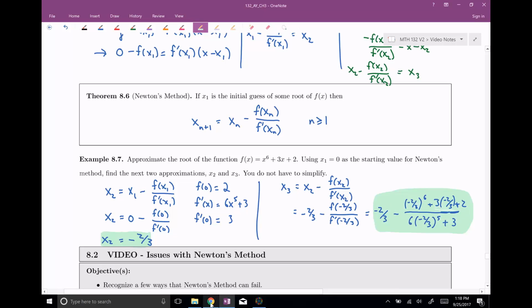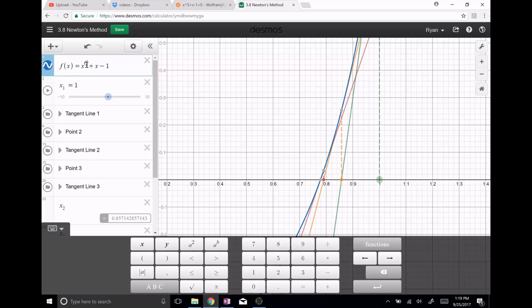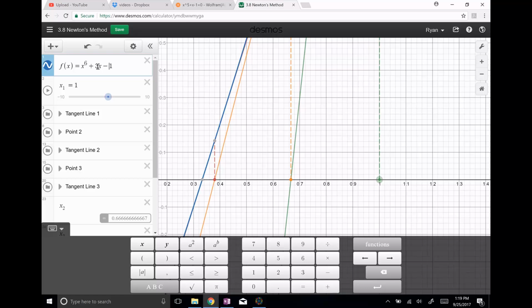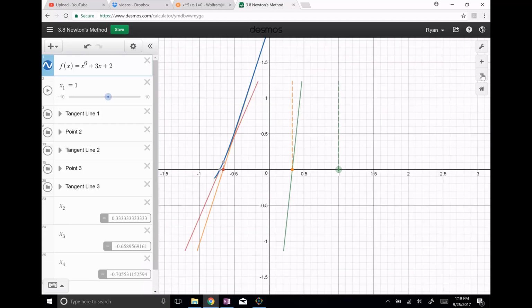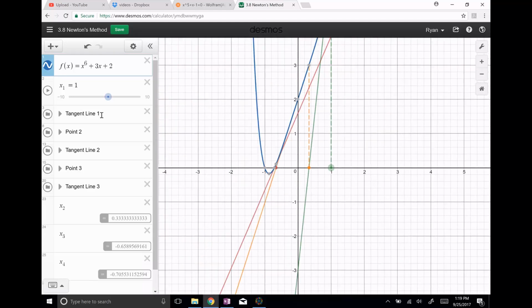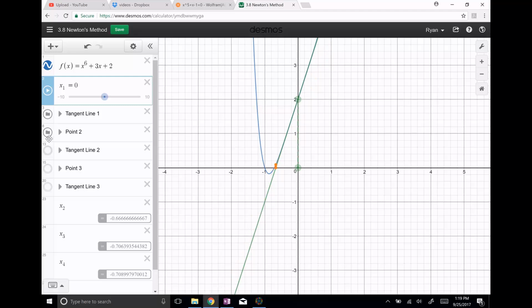And I don't know about you, but I want to visualize this. So let's go back to our Desmos here, and let's change this. So I'm going to have x to the 6th, and I'm going to put 3x here, and plus 2 here. And let's go ahead and zoom out. It looks like we want our initial guess not to be at 1, but at 0. And let's take off a few of these things, and we'll build them back up here.